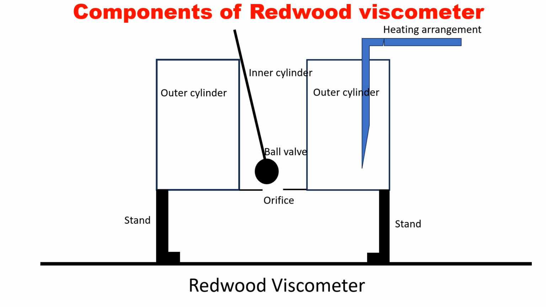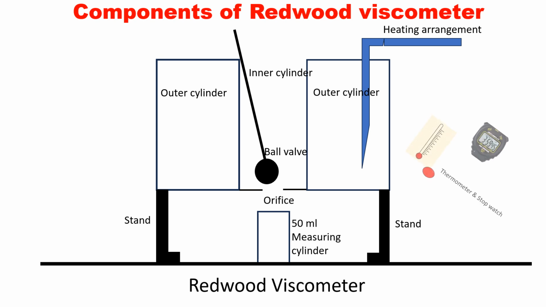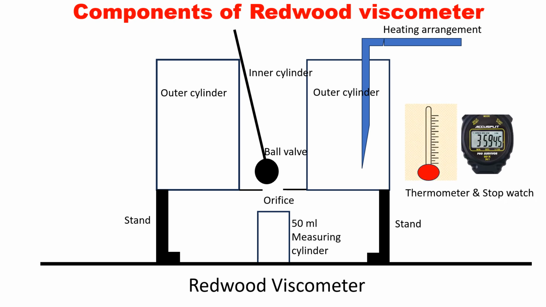Here in this Redwood viscometer, the kinematic viscosity is determined by noting the time required to collect 50 ml of liquid flowing through this orifice. Additionally, we require a measuring cylinder, ball and valve arrangement, thermometer and stopwatch. Thermometer is required for noting the temperature of the liquid. Stopwatch is required for noting the time required to collect 50 ml of liquid flowing through the orifice. And the ball and valve arrangement is required to stop and to start the flow through the orifice.